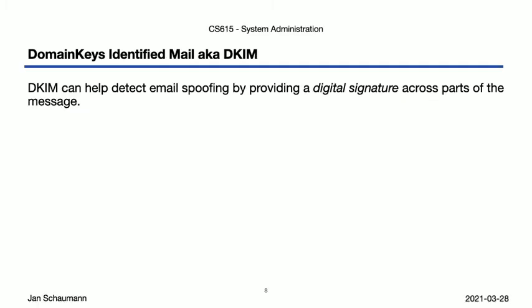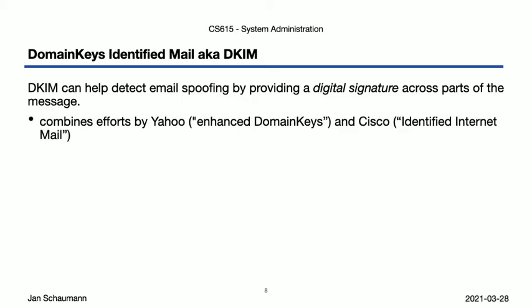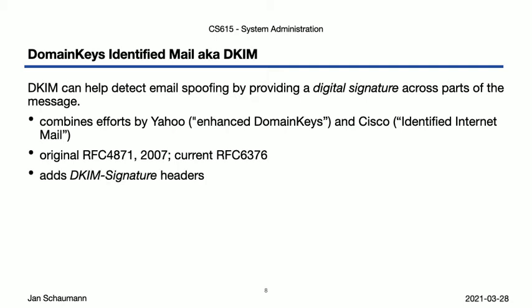DKIM stands for Domain Keys Identified Mail, and is a way to detect email spoofing by providing a digital signature across parts of the message. It was developed by combining two parallel efforts by Yahoo and Cisco, then standardized in RFC 4871 and now RFC 6376, and it adds yet another header, the DKIM signature header, which we'll see in action in just a second.